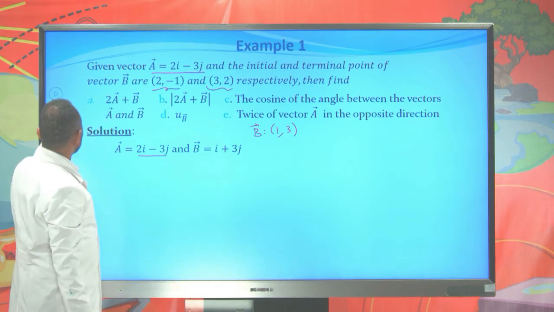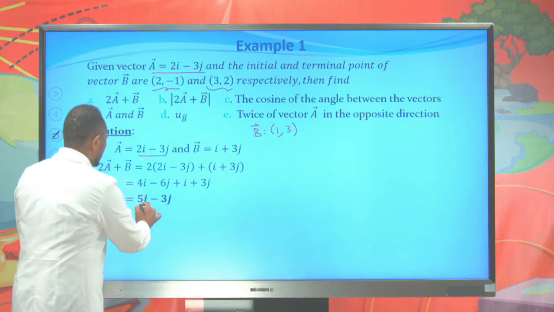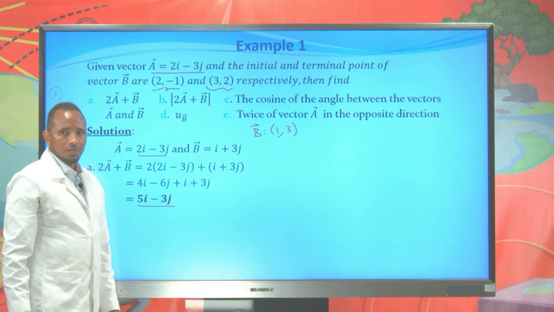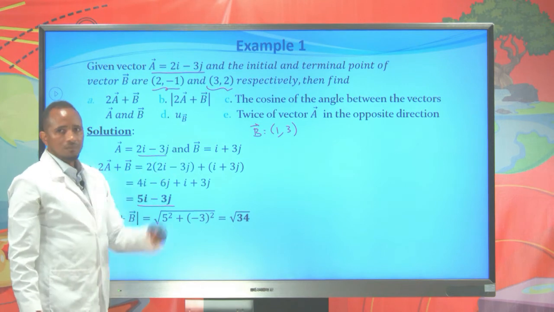So, the first question is to find 2a plus b. Simply, 2a plus b is equal to twice vector A plus vector B. This is 2 times 2, which is 4 in the i, 2 times minus 3, which is minus 6 in the j, plus i plus 3j. Simplifying this, 4i plus i gives 5i, and minus 6j plus 3j gives minus 3j. So, this is 2a plus b.